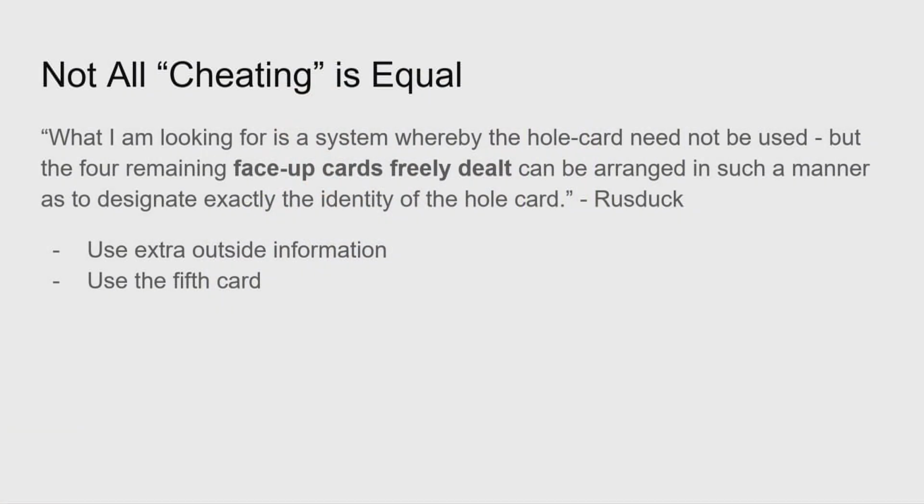In fact, Dr. Matrix has one that's absolutely brilliant, but it doesn't satisfy these conditions, though it's still an amazing solution. Rusduck actually gave a solution in the following issue, but it used the 5th card. That's totally cheating, right? Later, because a lot of readers complained, he gave another solution that he said satisfies the conditions. What he did is he dealt the 4 face-up cards once, and then dealt them face-up again, right? Now that doesn't feel right. That's a terrible trick.